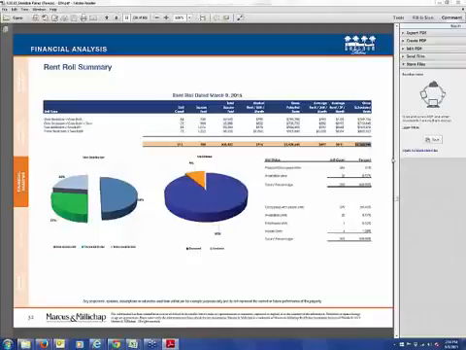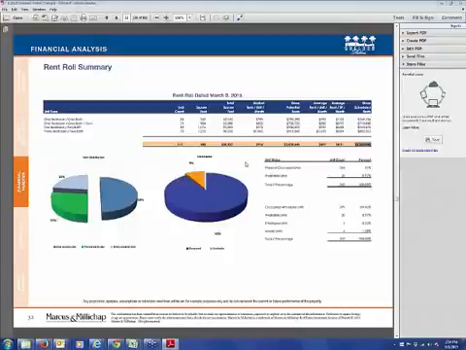That tells me that the person running the property is doing a very good job of running this property, because you're only off the market rents by 2.2%. If you're off by 10%, this property manager is doing a crappy job of running the property.